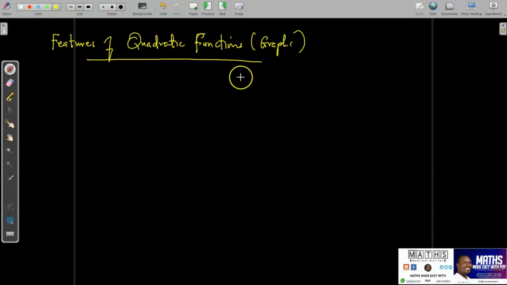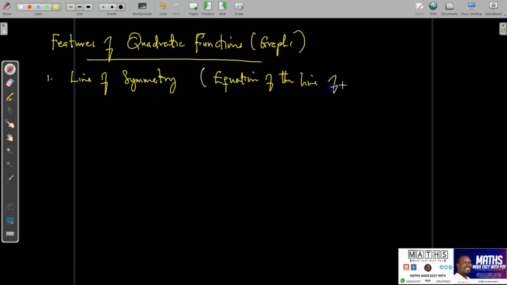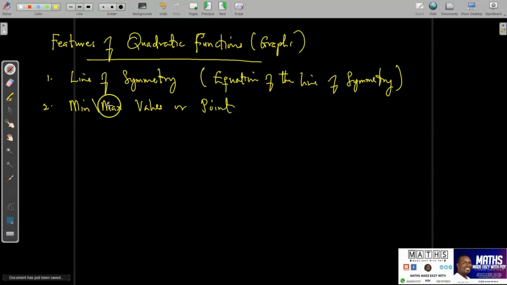So features of quadratic graphs include, number one, what we call the line of symmetry. In other words, you can say the equation of the line of symmetry. Now, I will explain this in detail very soon. Number two, from the same quadratic graph, they can ask you to determine what we call the min or the max values or point. They can ask you to determine the minimum or the maximum values or point.